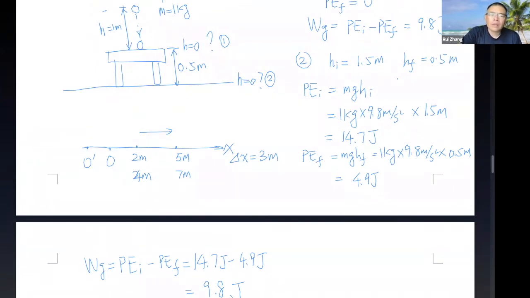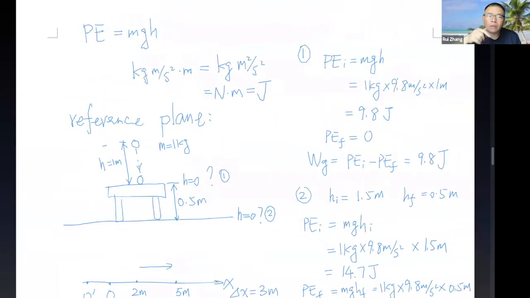Okay. Now you understand that you can choose whatever height you want. However, just for this problem, after seeing this calculation, which one do you think is the better choice for the problem as the reference plane? Which reference plane is better? Again, they're both good, but which one's better? Send me a message.